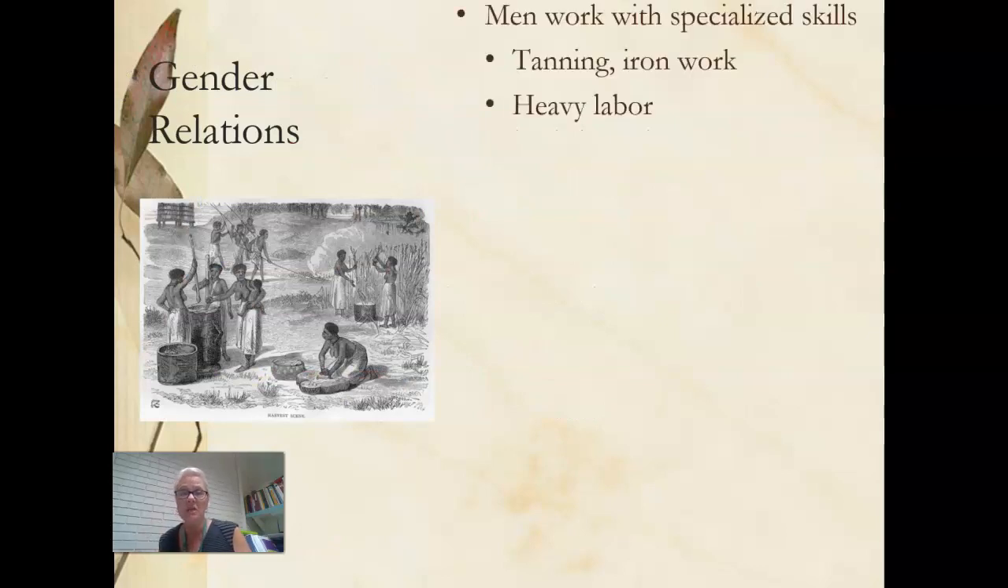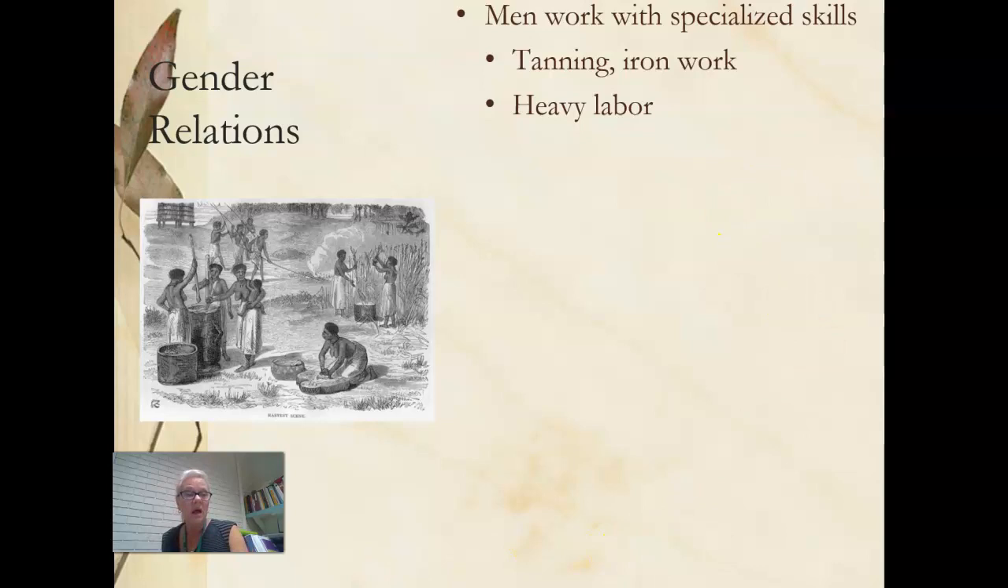As far as gender relations go, we're going to see men doing more of the heavier labor, which is really quite typical. And this would include tanning. Tanning is actually really hard work. You have vats of chemicals, and you put the skin of an animal, like a horse or cattle, into a vat, and then that chemical helps to remove the hair, and then the leather needs to be pounded out. So it's very difficult work, as is iron work and other heavy labor.